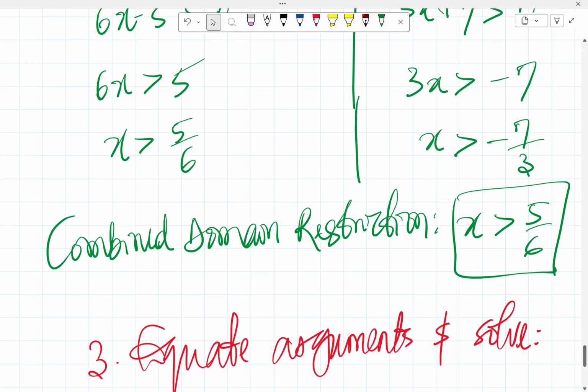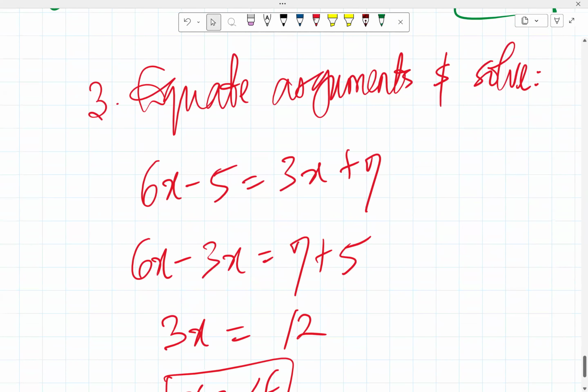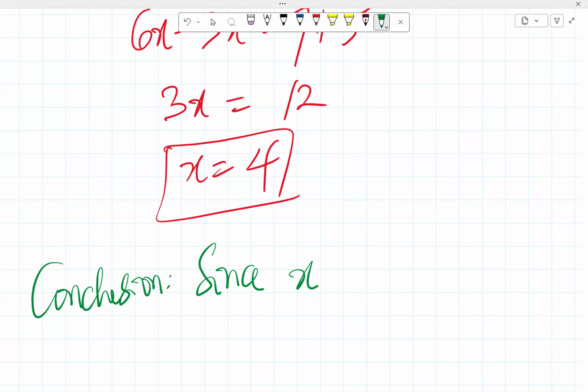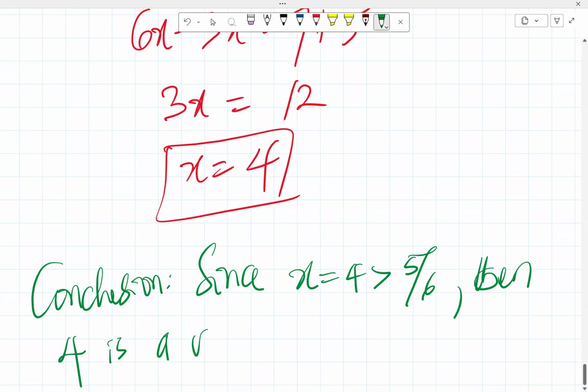And then the domain restriction is that x should be greater than 5 over 6. So what's the conclusion? Conclusion is that since x equals 4 is greater than 5 over 6, then 4 is a valid solution. And that's how we do it, okay?